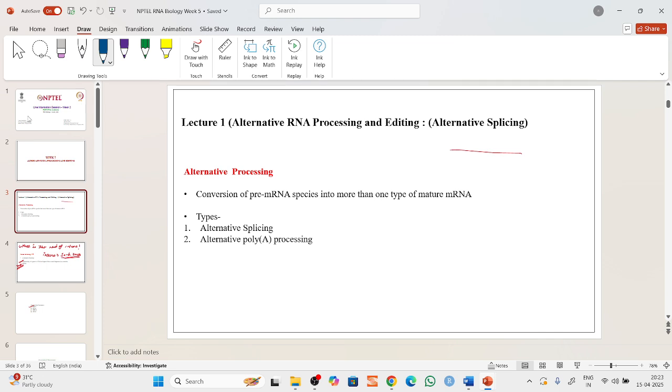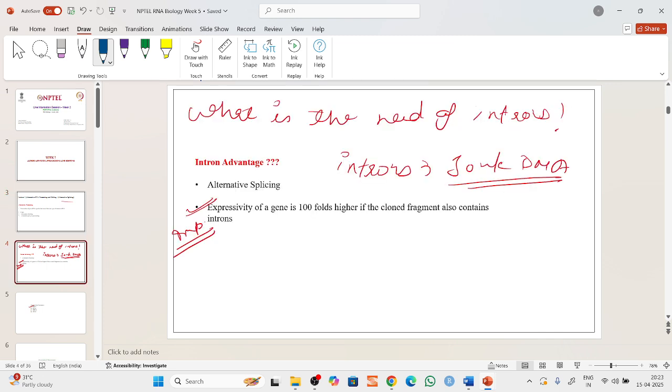Alternative splicing means that one mRNA is spliced in more than one kind of way. Alternative poly A processing means that there are many poly A sites present in the pre-mRNA, and we can choose which poly A site to use each time, and that will make differences. Then intron advantage. What are the advantages of introns? They help in alternative splicing, and expressivity of the gene is 100 folds higher if the clone fragment also contains introns.